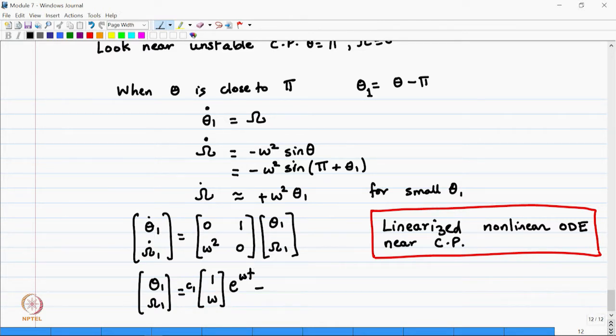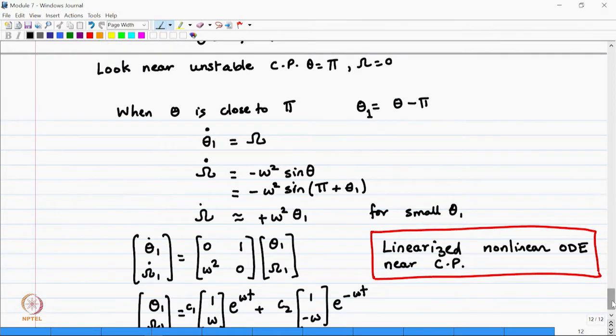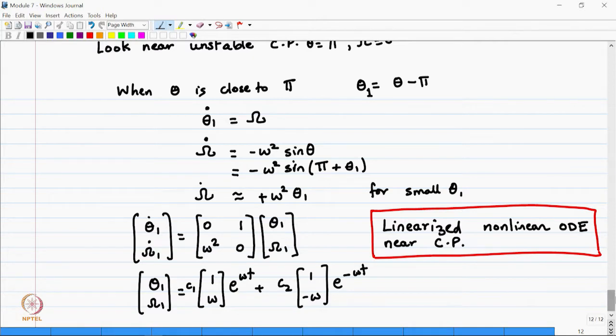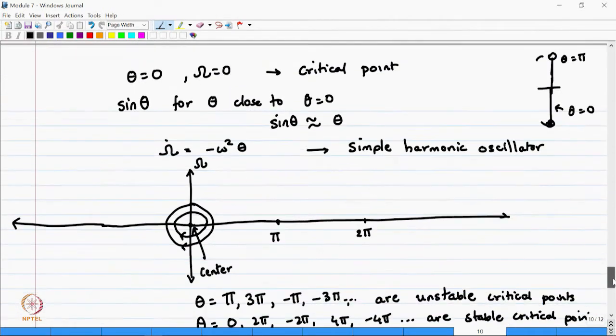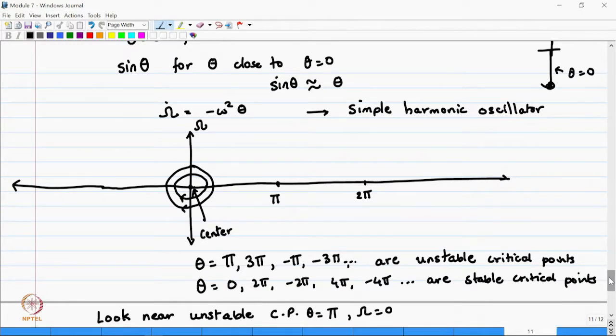So it will look like C1 times (1, omega) e to the omega t plus C2 times (1, minus omega) e to the minus omega t. You can do the analysis of this around this critical point. If you analyze the trajectories, you will find that you have lines of slope omega and minus omega. So you have two lines, one of slope omega and one of slope minus omega.